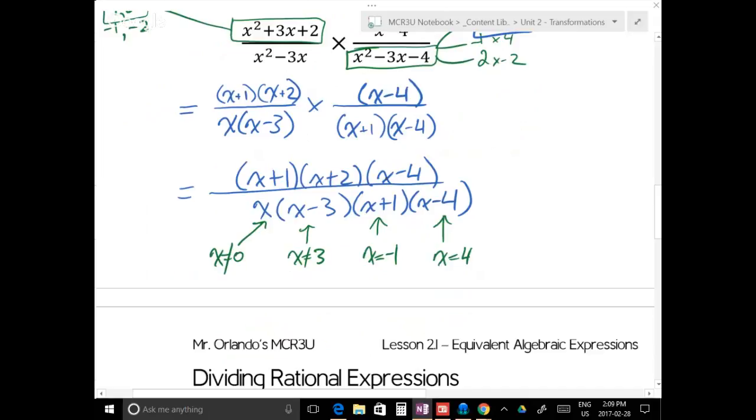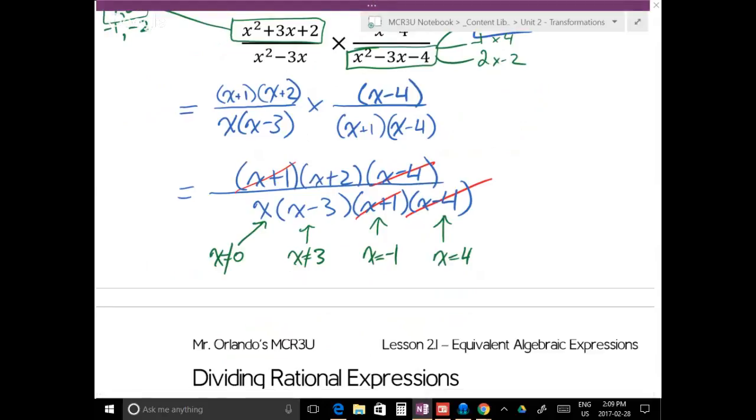This one? Yes. Yeah, I like that. What else? Is there anything else? Yeah, x plus 1 cancels. Is there anything else? No, they have to be identical. So if they're not identical, they don't cancel.